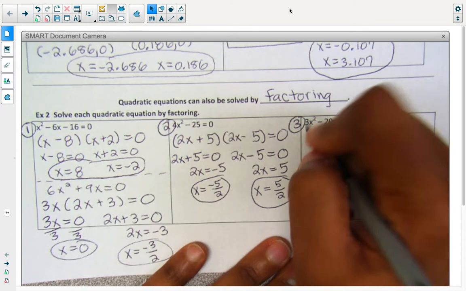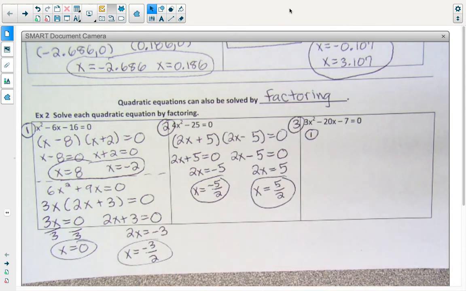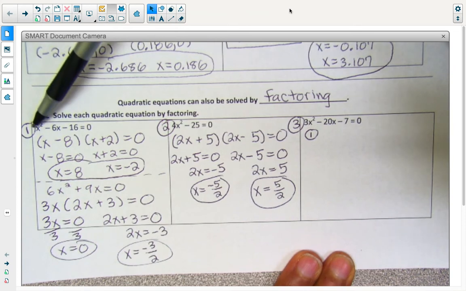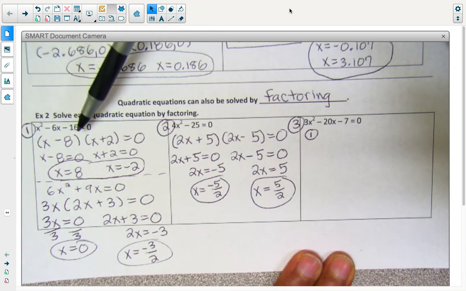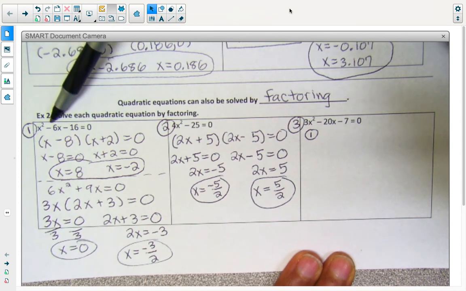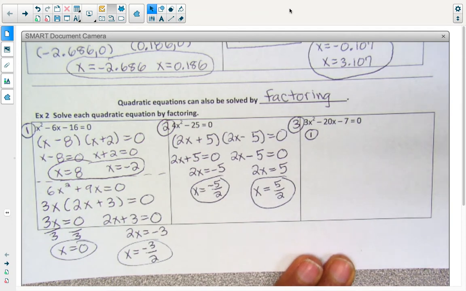So step 1. Again, you might need to go back a couple of sections ago in the last unit when we did factoring. We're going to go through the 4-step method because this one has a different number in the front than the other problems. The earlier one was 1x squared, so we were looking for two numbers that multiply to give me negative 16, add to give me negative 6. This problem is not going to work out that way. So we're going to go through the 4 steps.